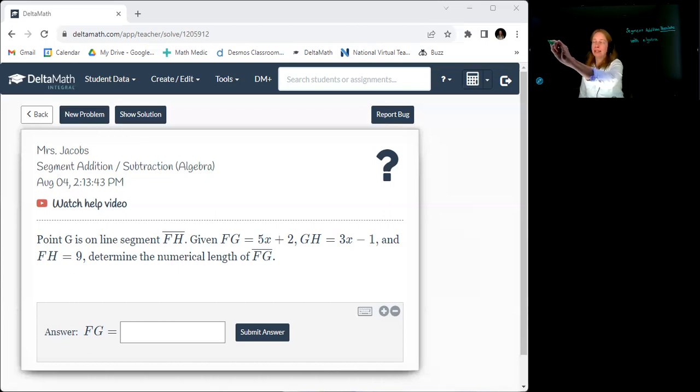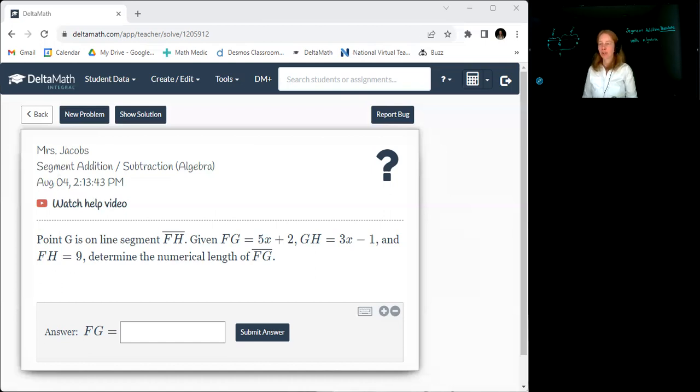Okay, and so it says that there is a segment FH, and that G is on this line. Okay. The next thing it tells us is that FG, that's this part right here, is 5x plus 2. And it tells us that GH is 3x minus 1. And it tells us that FH, the whole thing, is 9.